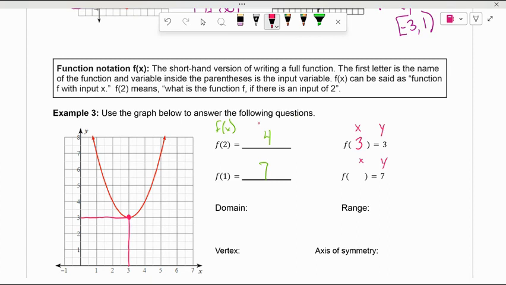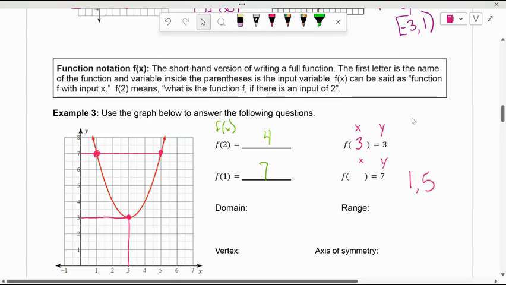Likewise, f of something gives us a y value of 7. So we hit 7, we go across. Now there's actually 2 points that work. There's 2 numbers that if we take f of them, they become 7. So we got 1 and 5. And that's fine. We can have more than one answer there.